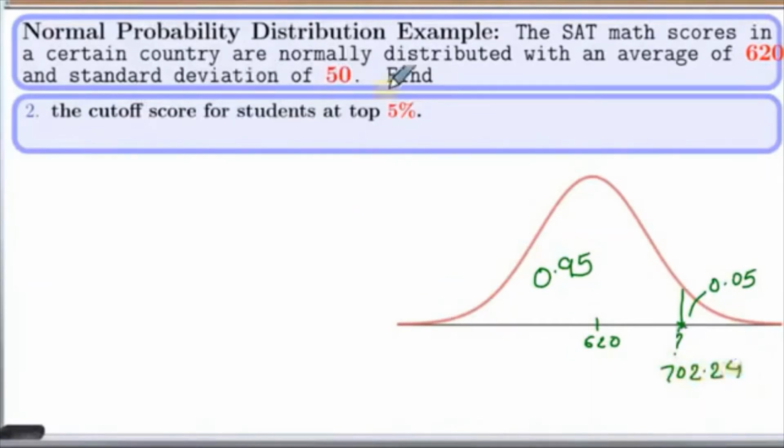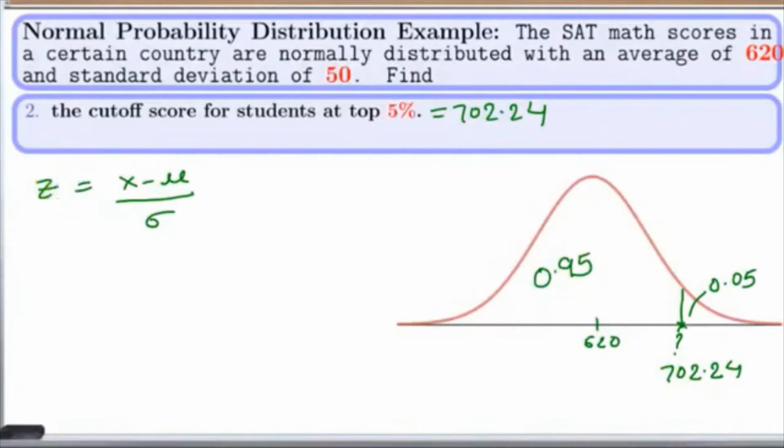702.24. Basically, the cutoff score for students at top 5% is 702.24. Now, let me show you how to find this value using the formula. For that, we know the formula is z equals x minus mu over the standard deviation. Here we know the area to the left, which is 0.95. We can find this z-score from the table.